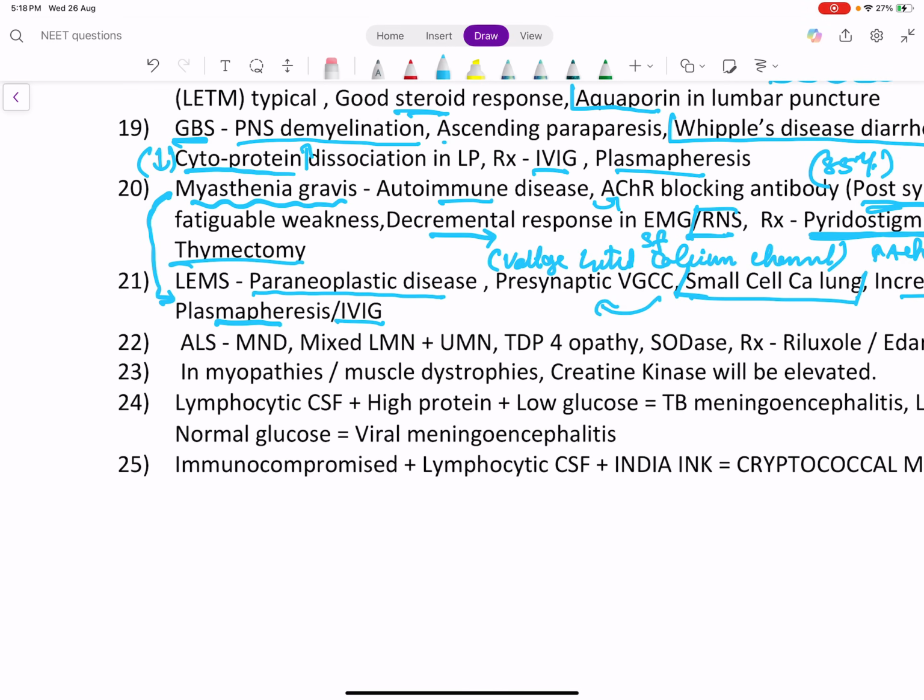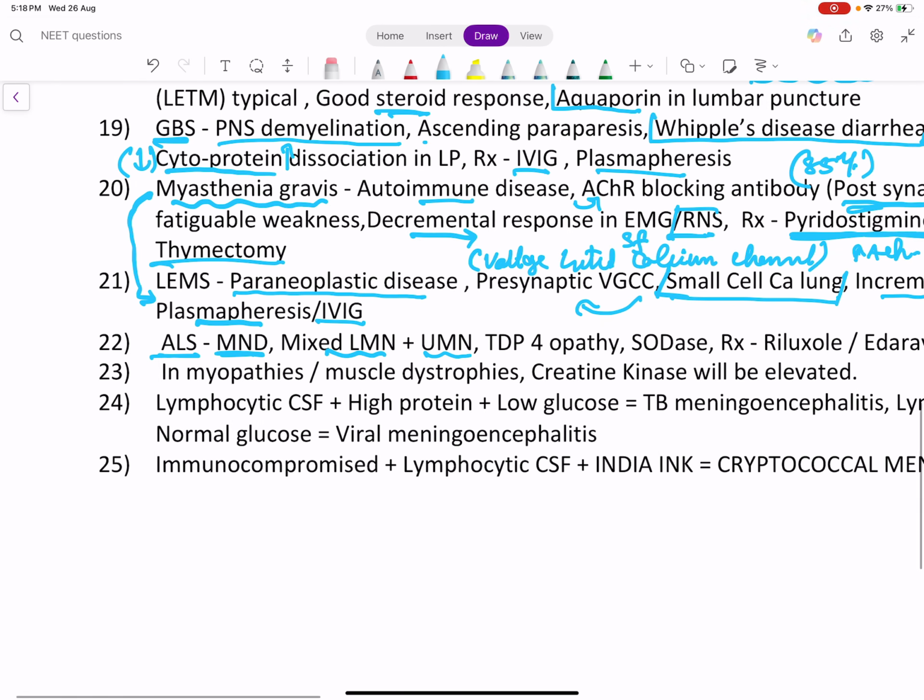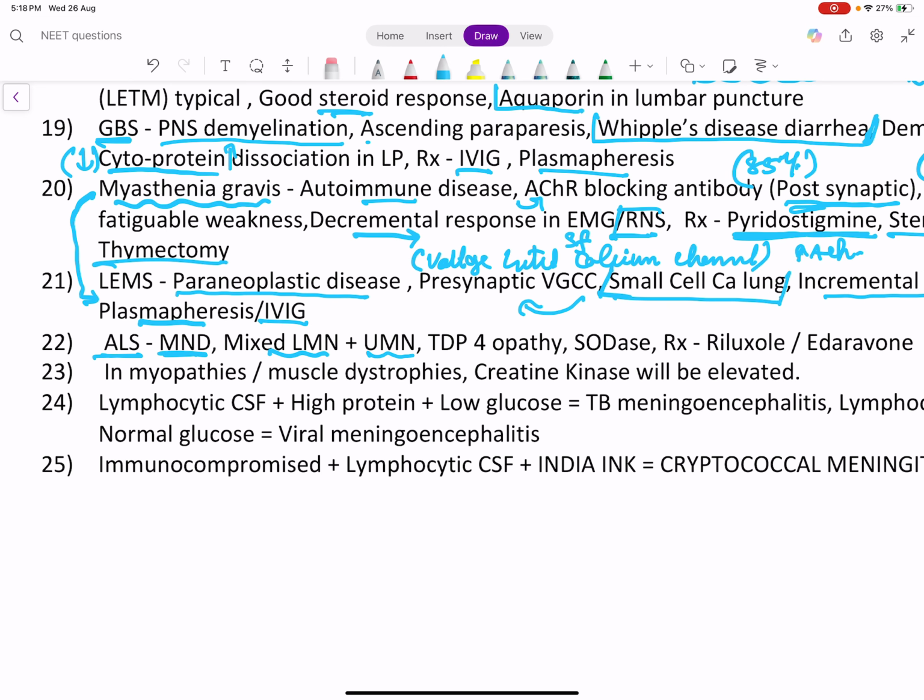Now the next pure motor disease is motor neuron disease. The most common motor neuron disease is amyotrophic lateral sclerosis. Here we have a mixed LMN and UMN pattern. There are MNDs with pure LMN. There are MNDs with pure UMN. ALS is a UMN plus LMN disease. Here it is a TDP-43 related disease.